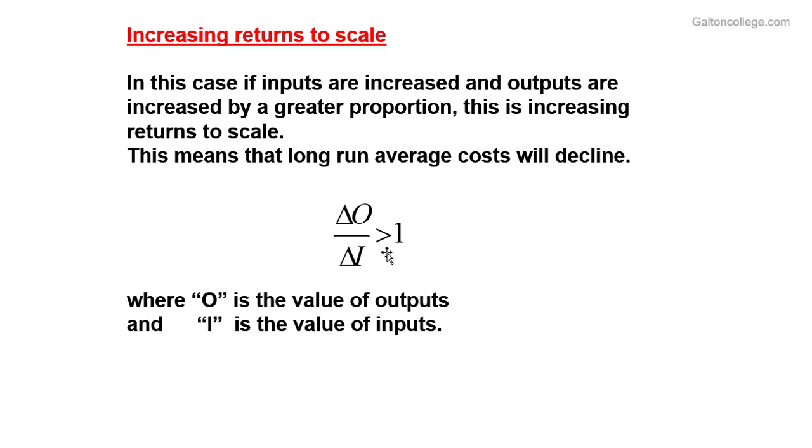Now if that's greater than 1, in other words, we're getting more output for certain amounts of inputs. As the inputs grow, outputs grow even more so. They're even bigger than the percentage increase in the inputs. Percentage increase in the inputs might be 5% and the output here might be 10%, greater than 1. So that's an increasing return to scale.